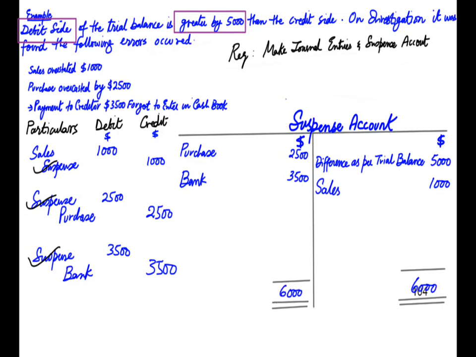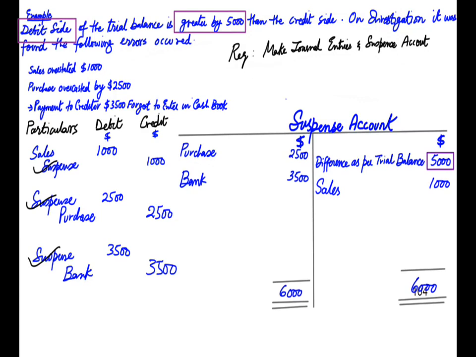Lastly, I need to tell you one more concept: sometimes it can happen that this difference as per trial balance of 5,000 is not given in the question. So the examiner does not tell you which side of the trial balance was greater or shorter. If we remove this sentence of 5,000, we do not know which side is greater or lesser. So we need to make all these entries, insert all of these into the account, and find this difference as per trial balance ourselves.